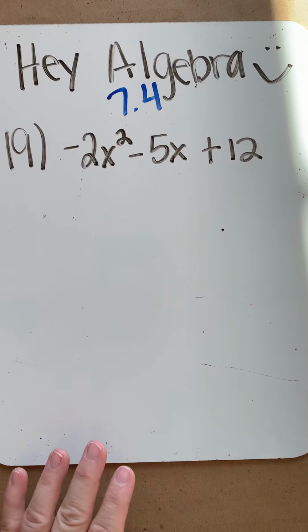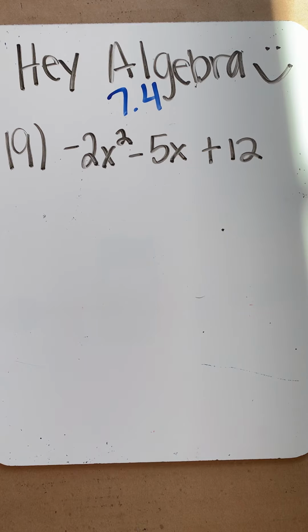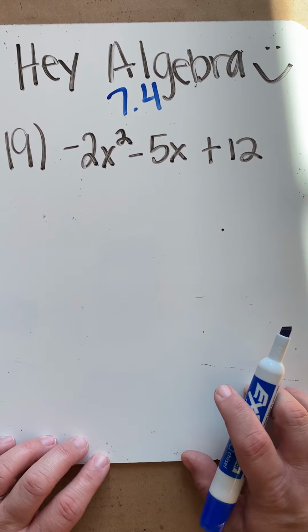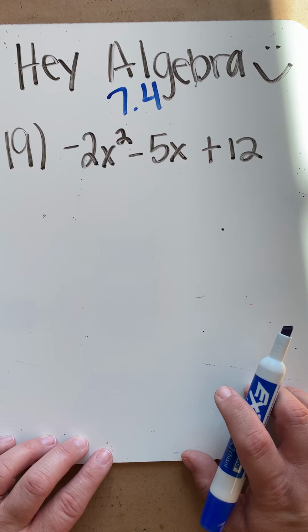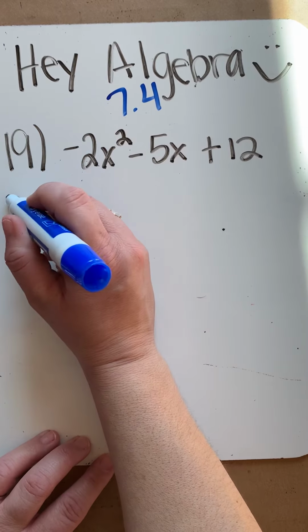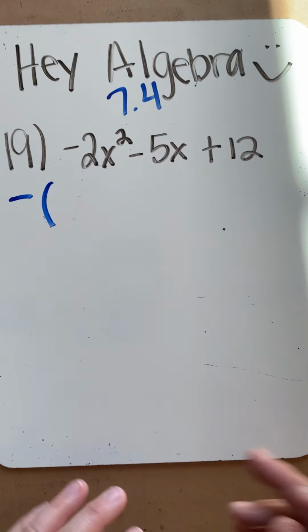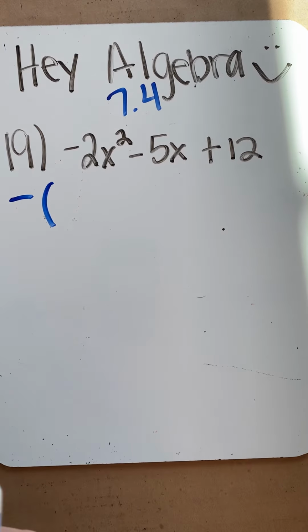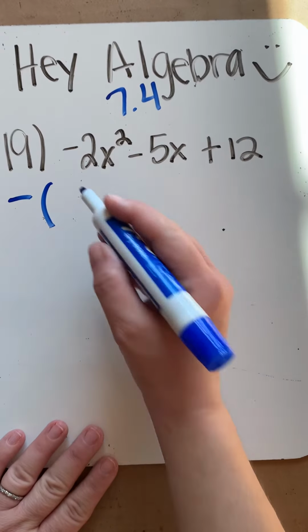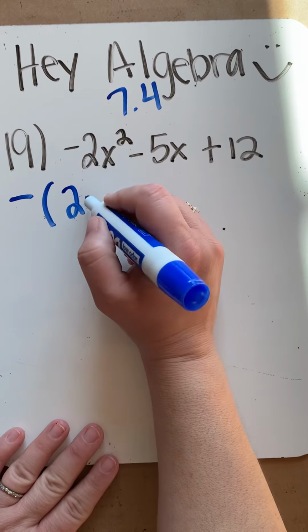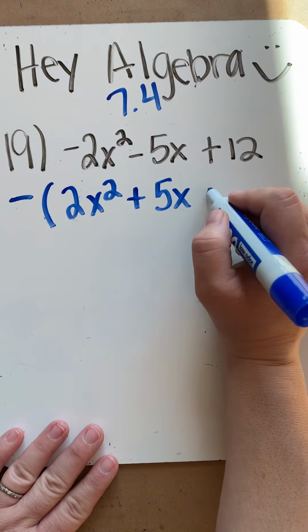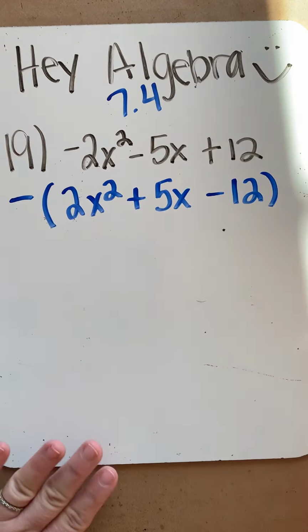So if I look at number 19, I have negative 2x squared minus 5x plus 12. We stated we don't want anything with that leading coefficient being negative. So the first thing I'm going to do is take a negative out of the problem. I'm literally dividing everything by a -1. I'm pulling out a negative as if it was a GCF. So then that's going to make 2x squared positive, 5x positive, and 12 negative.